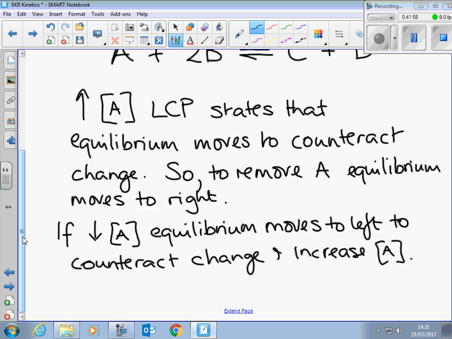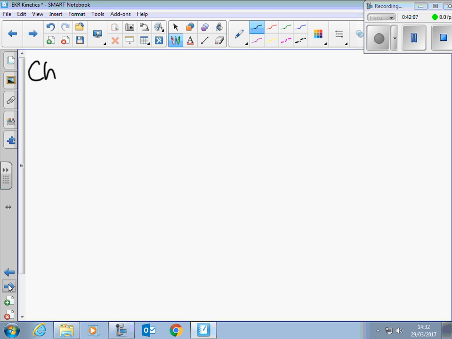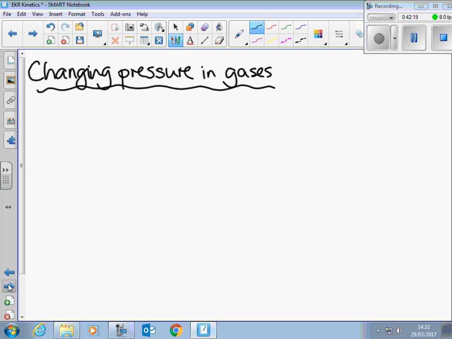The thing that you also have to remember, though, is the number of molecules or number of moles in gases. So there's a slightly different situation here. Changing pressure in gases. You have to remember that 1 mole of gas occupies 24 decimeter cubed at standard temperature and pressure, or room, oh, I can't remember. I'm going to put STP, standard temperature and pressure.